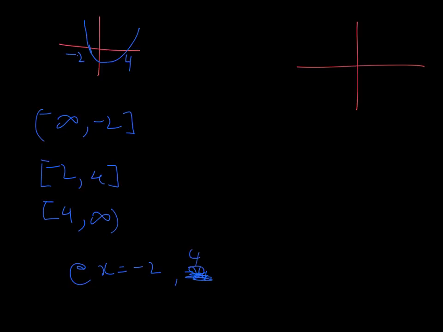So now, the gradient. Remember, this here is the gradient function. So from negative infinity to negative 2, so everything from negative 2 to the left, our gradient function is what? It's above the x-axis, so that tells us that it is positive. Now, between negative 2 and 4, our gradient function is below the x-axis, so that tells us that it is negative. And then from 4 to infinity, so everywhere from 4 onwards, once again our graph is positive.